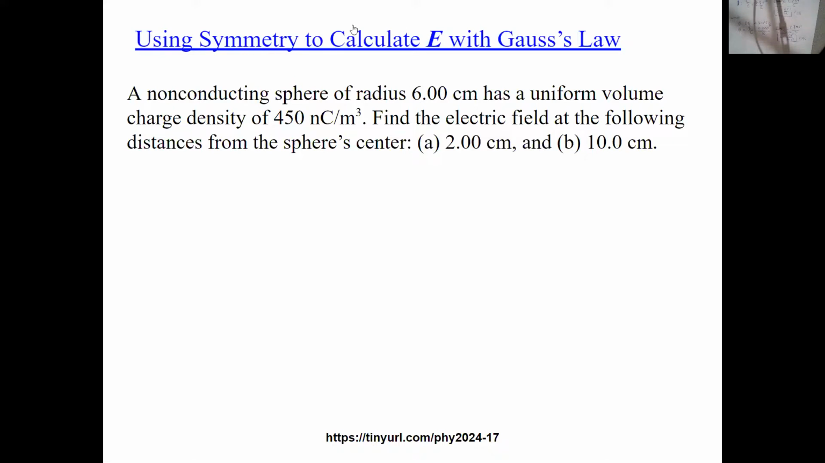All right, I'll give you a few minutes to work on this, and then we can take a look at the solution together after that.